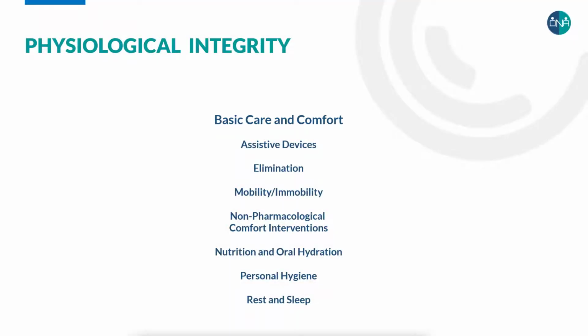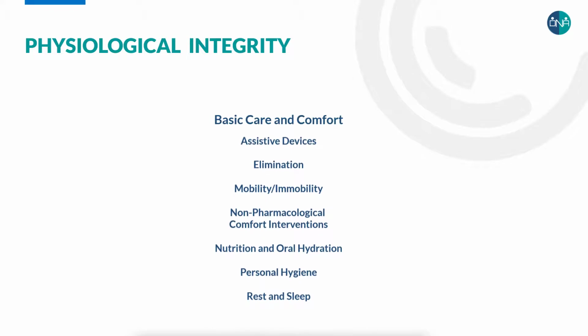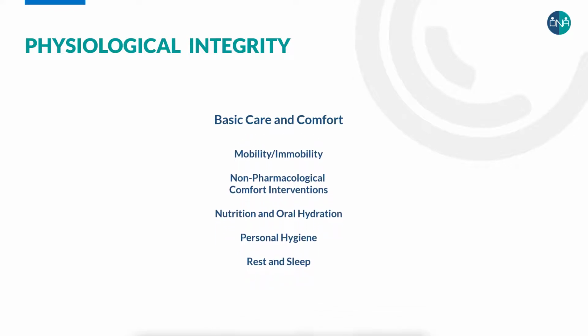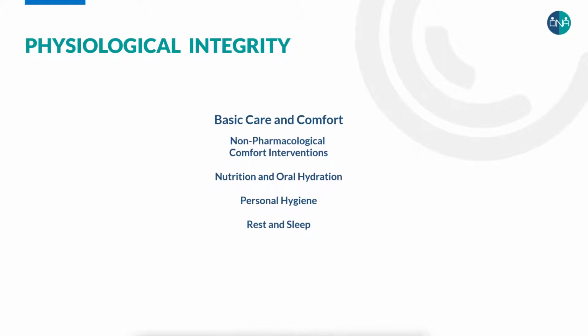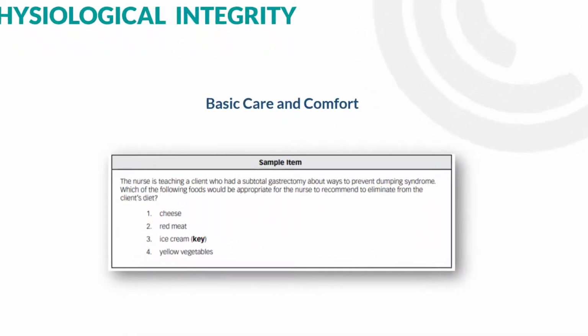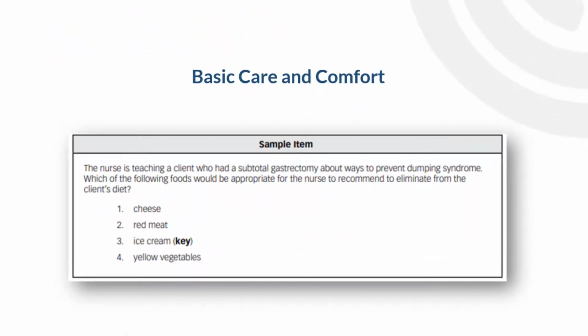Activities that are included in this are the following: apply and maintain or remove orthopedic devices, implement measures to promote circulation such as activity or passive range of motion, positioning, and mobilization. This type of question addresses the subcategory basic care and comfort in the client needs category physiological integrity. And this question addresses client's nutritional needs related to medical condition of the client.